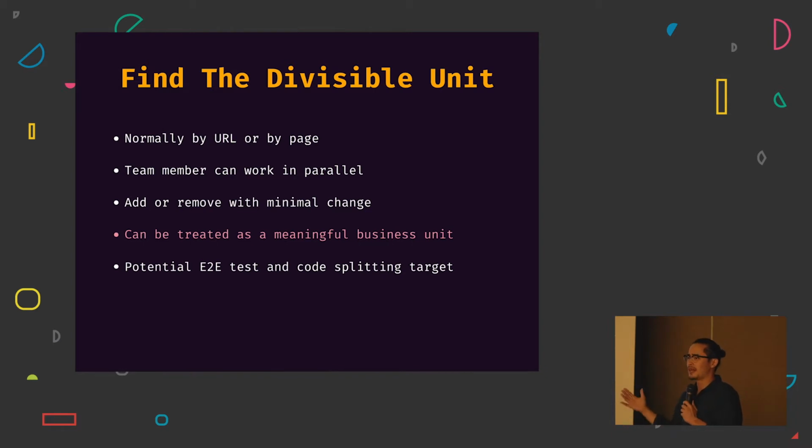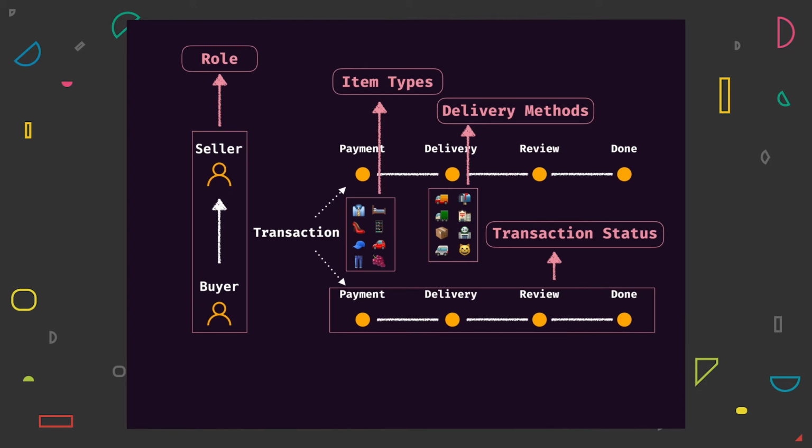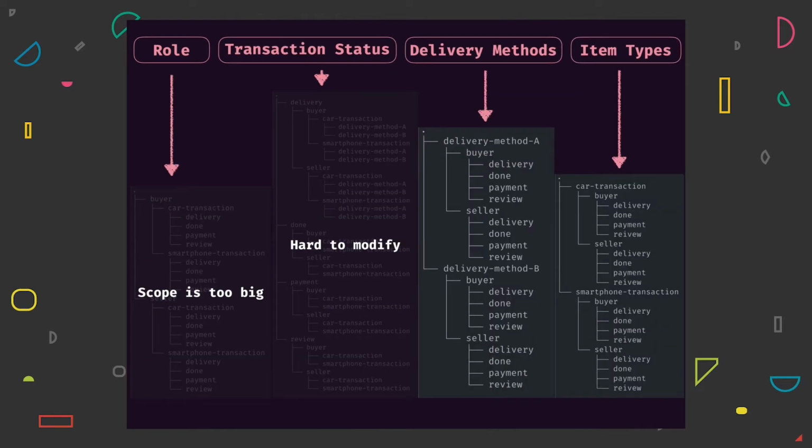And at the end, we want to make sure each unit can be mapped to a code splitting target or an end-to-end test target. As I mentioned, we have 4 factors: role, item types, delivery methods, and transaction status. And those can be potential candidates for your divisible unit. Let's go through them one by one.